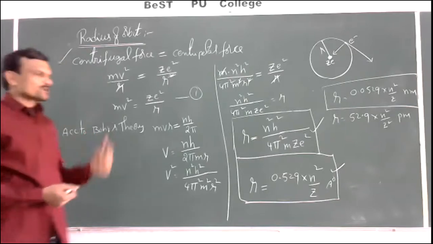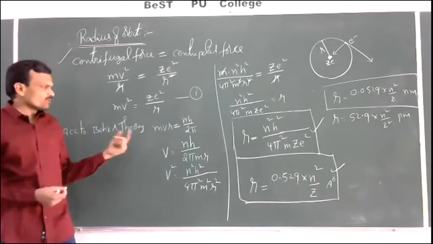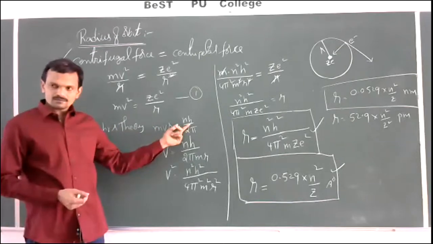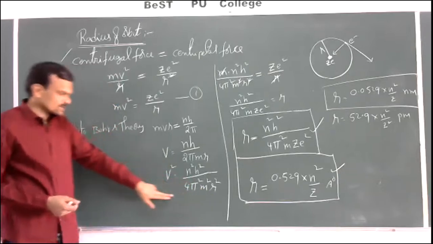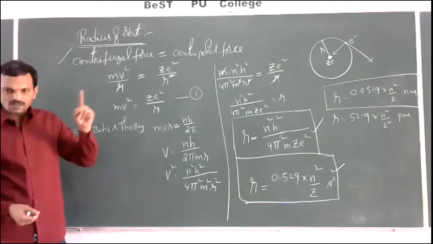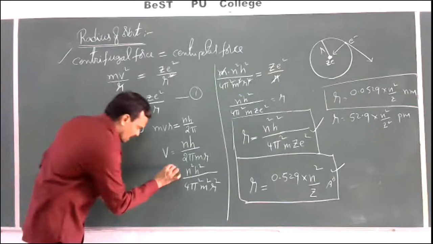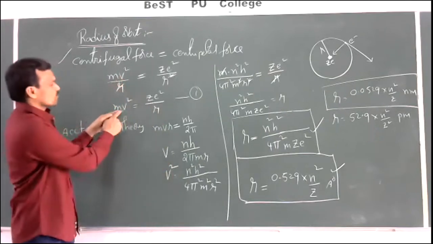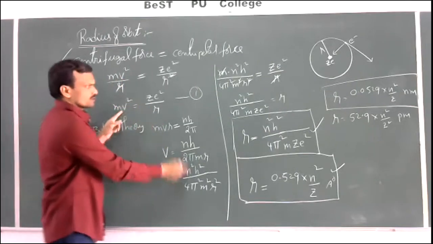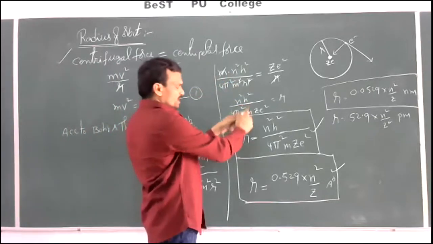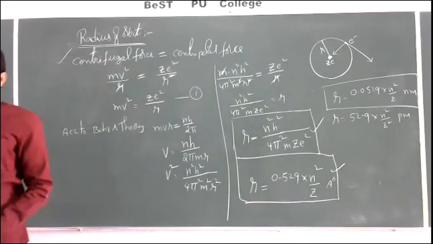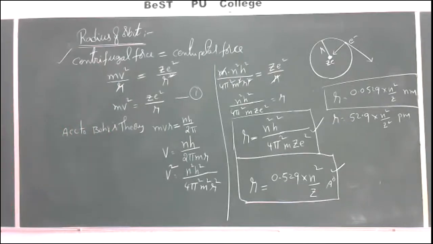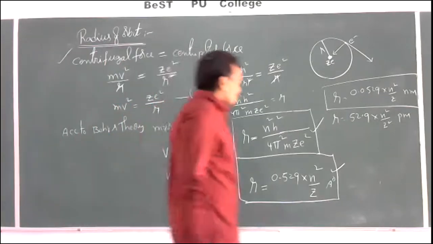Now, as per Bohr's theory, we know that mvr is equal to nh by 2 pi. From this, write the expression for v and v square. Now substitute this expression of v square in equation 1. Replace v square with this expression. Then on simplifying, you get the expression for the radius. So this is the expression for the radius of the orbit.